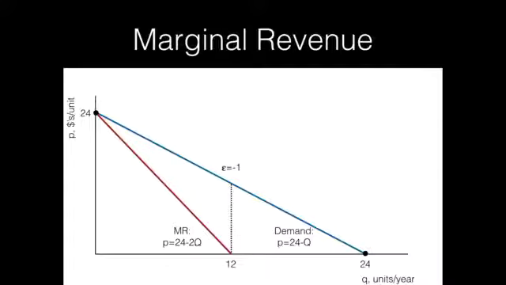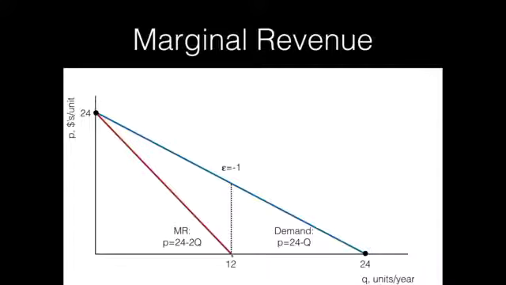If it's linear, just multiply. If, for example, we have 24 minus Q is equal to price, just multiply by 2 in front of Q, and that will give you your new marginal revenue curve. So we have P is equal to 24 minus 2Q. If you want, you can take a look at the video I posted on how to calculate a derivative and how you go from total revenue to get marginal revenue.